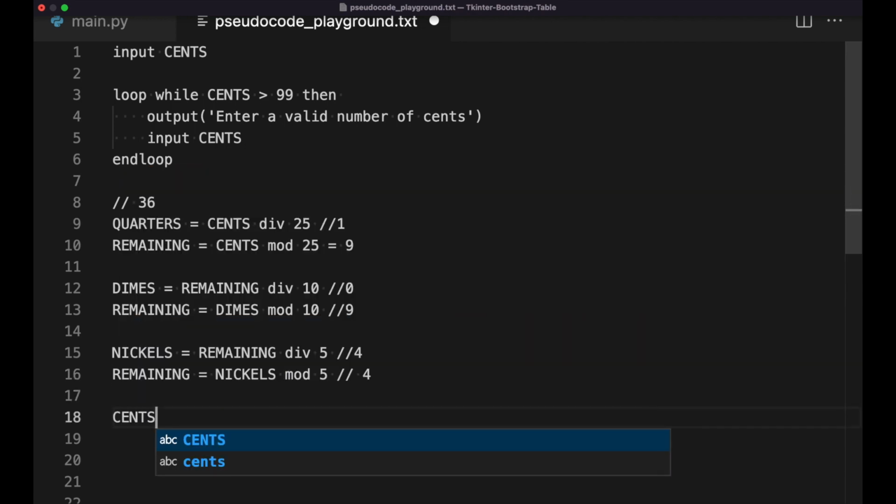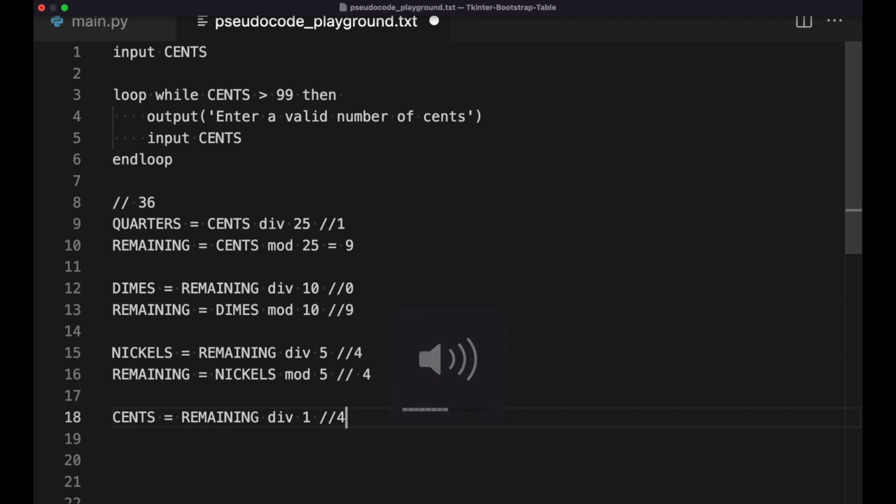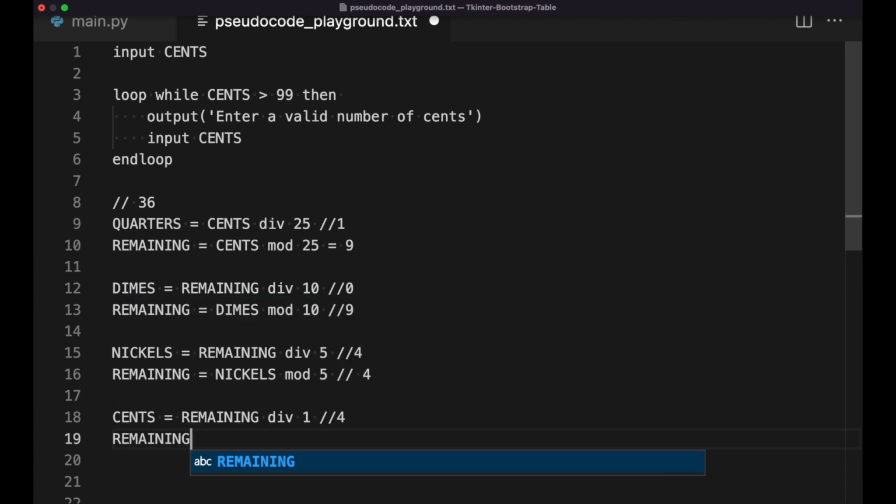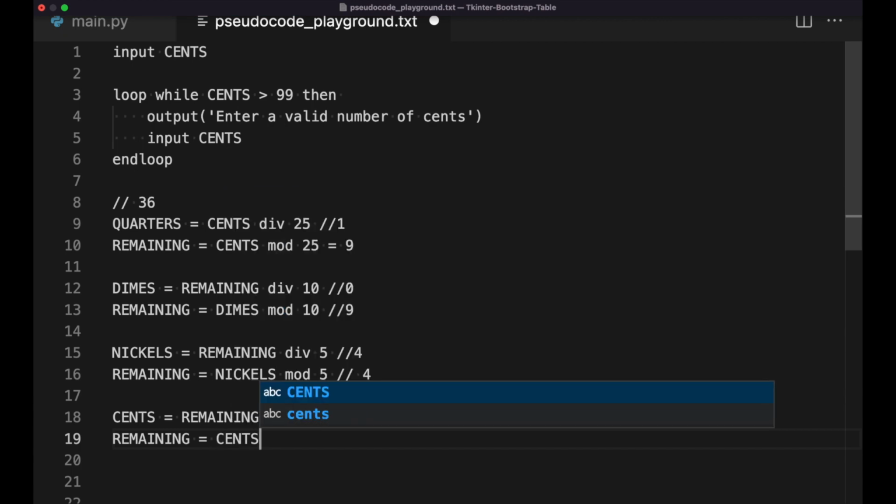And then finally, we're going to have cents equals remaining, because right now we've got 4 cents remaining, right? We're going to do remaining div 1, because each cent is just 1 cent, right? So 4 div 1, 1 fits into 4, 4 times. And then we're going to end up with remaining, which I guess we don't even really need at this point. But if we had remaining equals cents mod 4, you would just have 0 at this point, right?